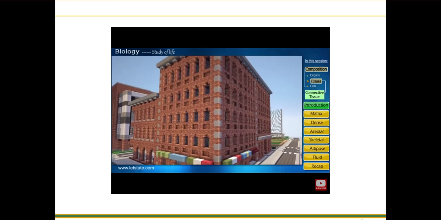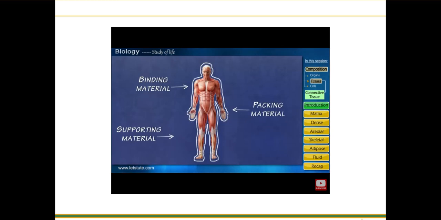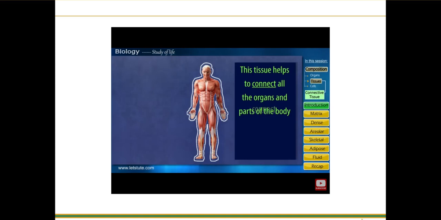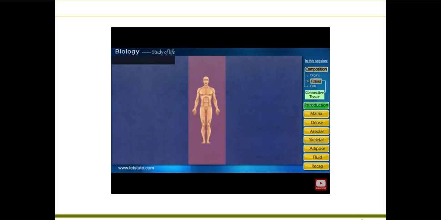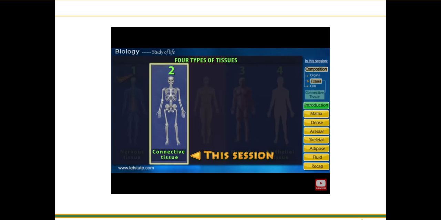So just like a building, there's cementing material in our body too, in the form of a special tissue which helps to bind the body together. This tissue helps to connect all the organs and parts of the body, and hence this tissue is rightly named as connective tissue. The human body is made up of 4 types of tissues. In our last session, we saw how important the nervous tissue is, and today we'll be dealing with the connective tissue.